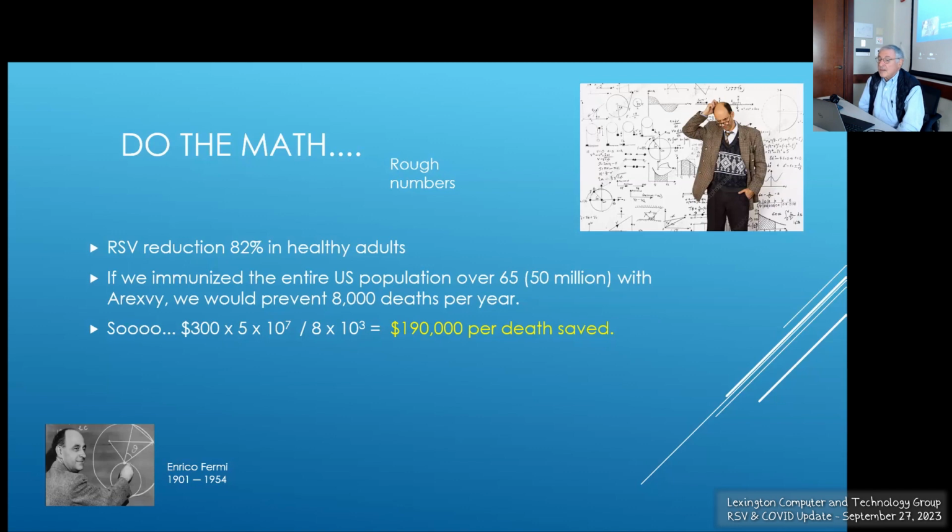So let's just take, we reduce the RSV by 82% in healthy adults. Well, if we immunize the entire US population over 65, which is 50 million, that's a number I could get, with RSV vaccine we would prevent 8,000 deaths per year. So at $300 a dose times 50 million divided by 8,000 is $190,000 per death per year. Well, that's pretty expensive.